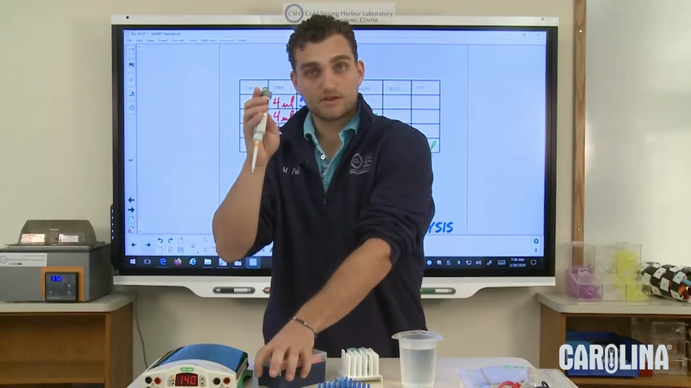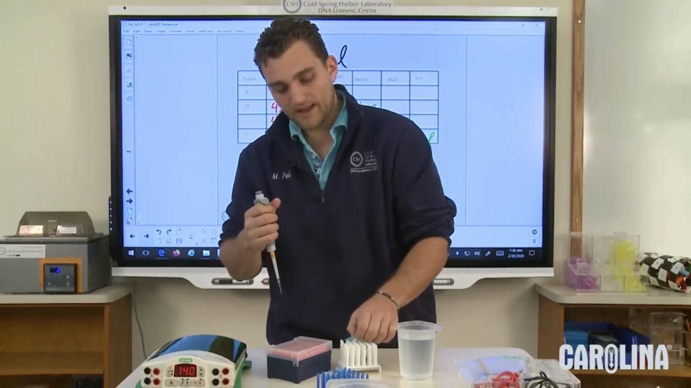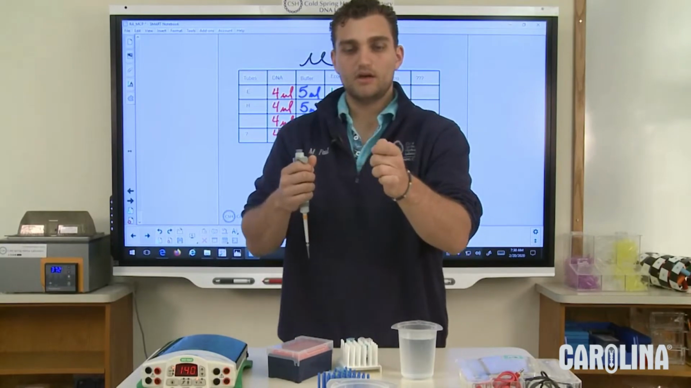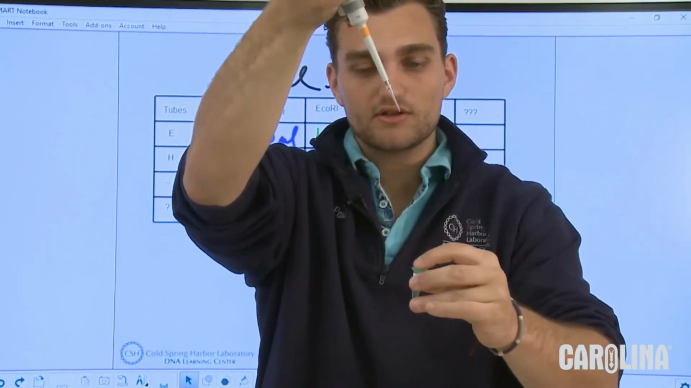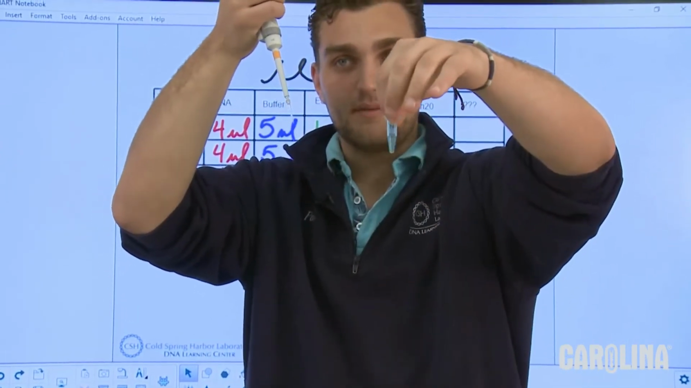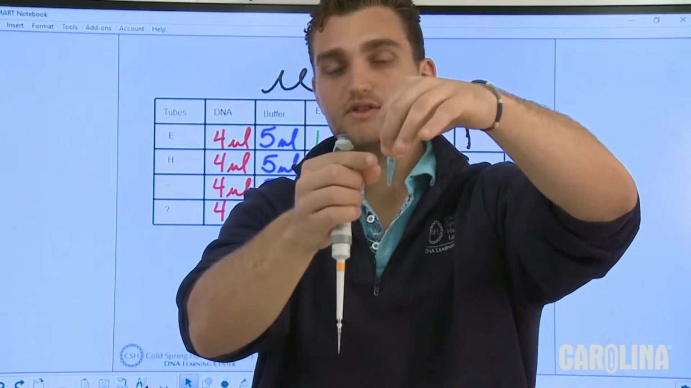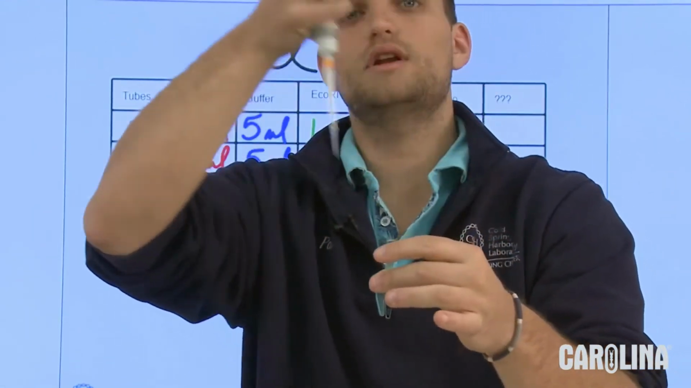All right, so set to 1 microliter, I grab a tip. I grab my HindIII tube, push down to the first stop, go into the liquid, and I release. I check to make sure there's liquid in there. Now, I have to be very, very careful that I'm adding it to the proper tube. So this tube I labeled H. I need to be very careful that I'm adding the HindIII to the H tube.